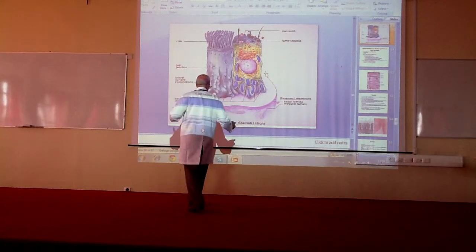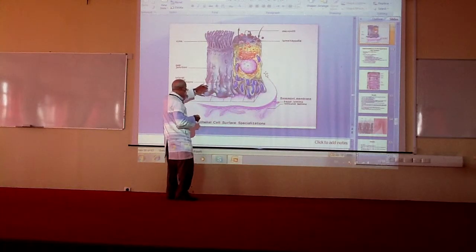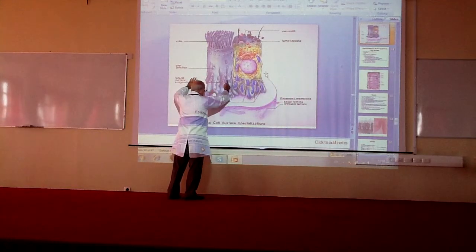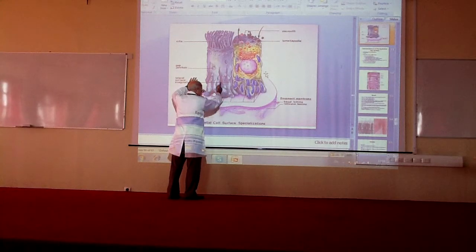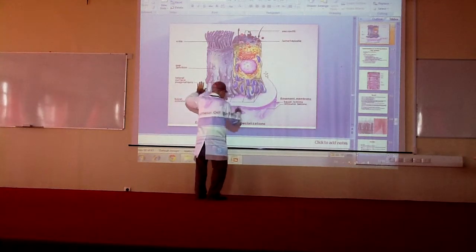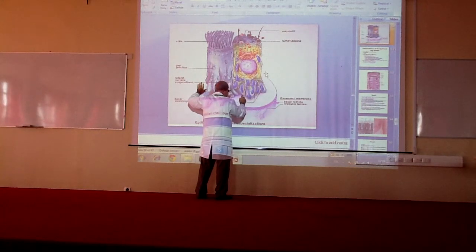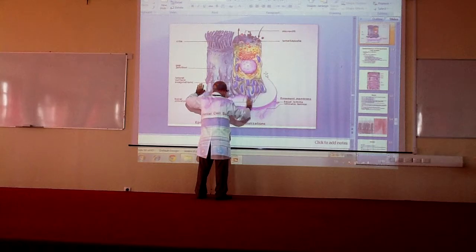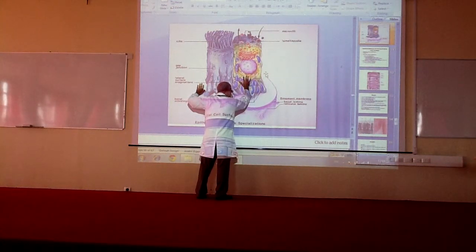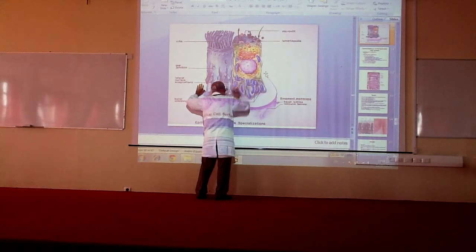What else? The basal part of the cell can go up in folds into the inside and come back, into the inside and come back. And these folds contain mitochondria. This is the basal membrane. It goes on, comes back, goes on, comes back. These are basal infoldings. The cell membrane goes to the inside.